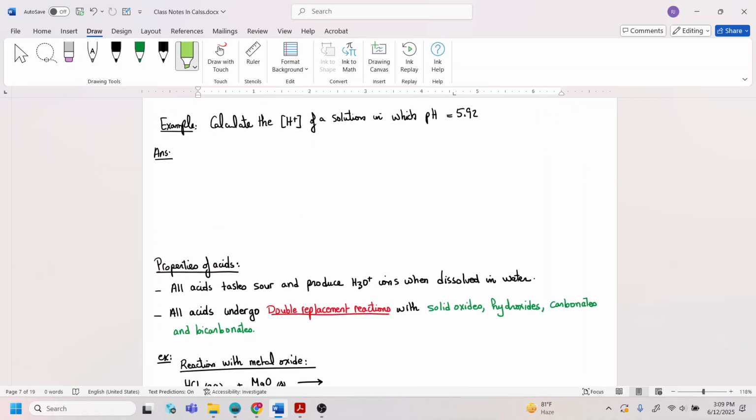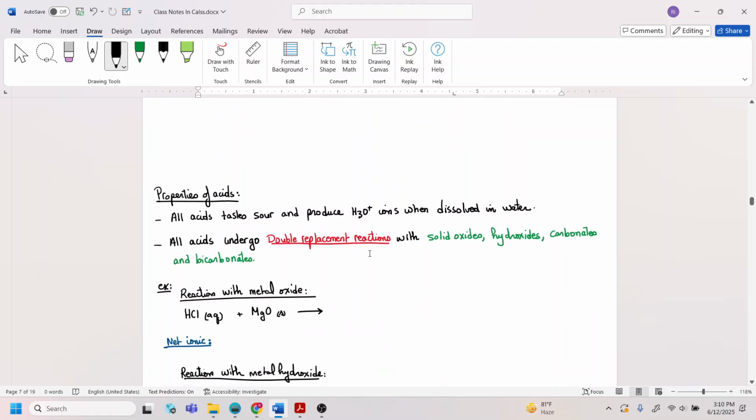Okay, another example, same as before. So I know that the concentration of H plus is equal to 10 to the minus pH. Since I am given the pH of the solution, in this case I can go ahead and substitute. It's 10 to the minus 5.92. Just put that in your calculator, and it's equal to 1.2 times 10 to the minus 6, and it is going to be molar. We always measure the concentration units in molar or moles per liter.